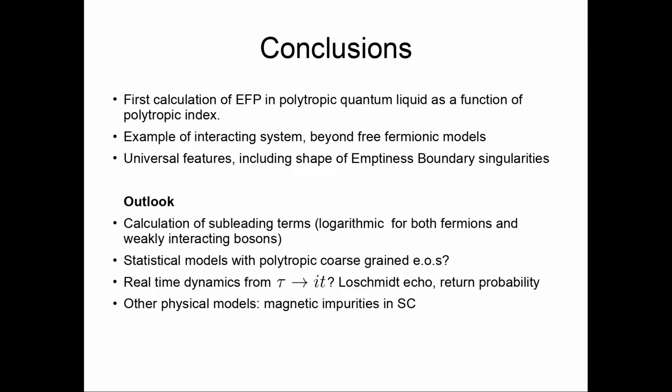So the conclusions are that we have succeeded in calculating the emptiness formation in polytropic quantum liquids, extending the known results beyond the free fermionic or weakly interacting bosonic case, to something which depends on a parameter. So it's an example of an interacting system, and we have seen some interaction features appearing in the shape of the instanton solution.